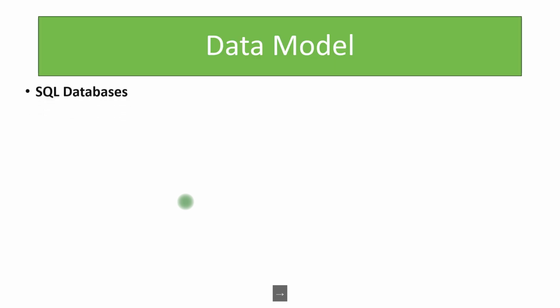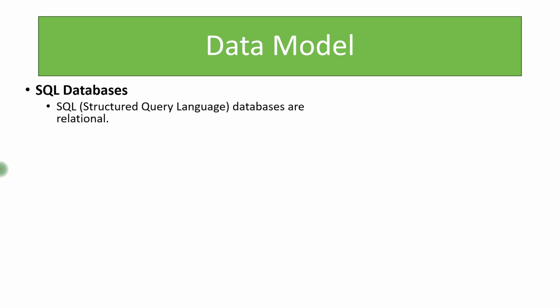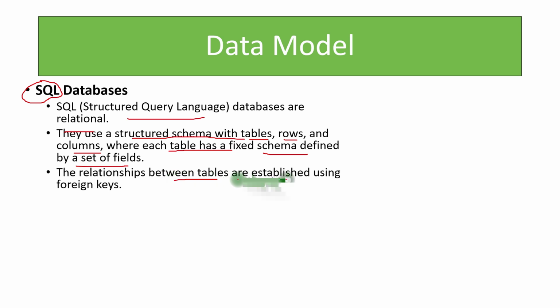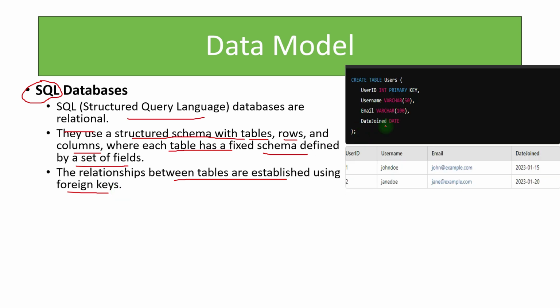So first one is the data model. SQL, the full form of SQL is structured query language. We all understand, right? These databases are relational in nature. They use a structured schema with tables that have rows and columns, where each table has a fixed schema defined by a set of fields. The relationship between tables is established using foreign keys. Like one table can relate to another table using certain columns that we call a foreign key. This is one example of that.